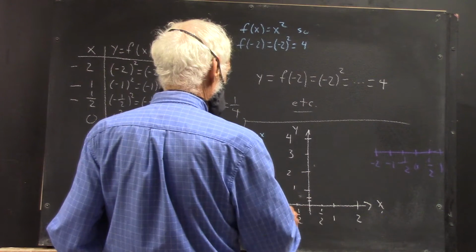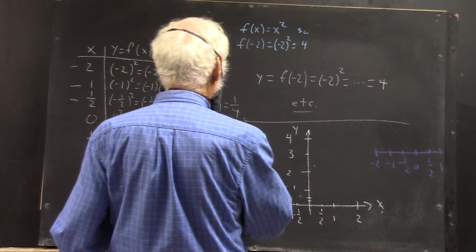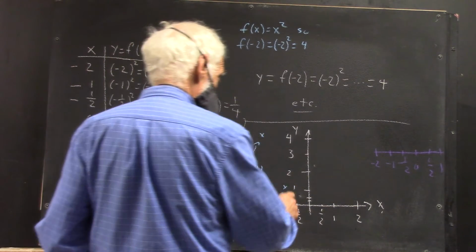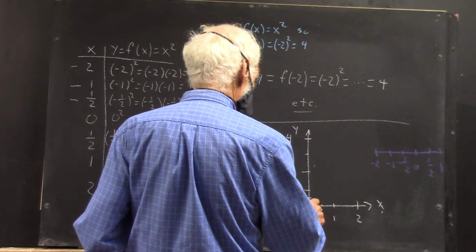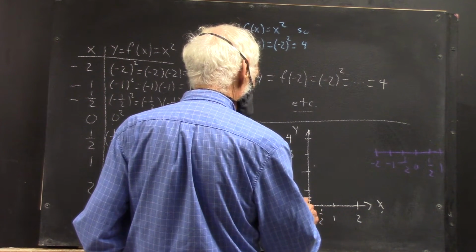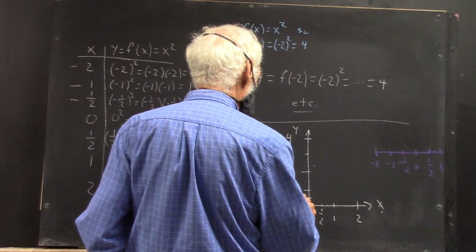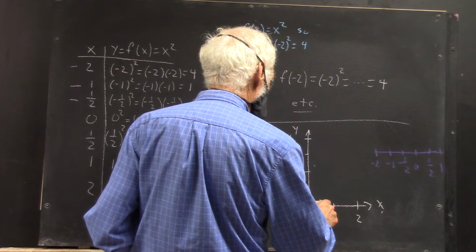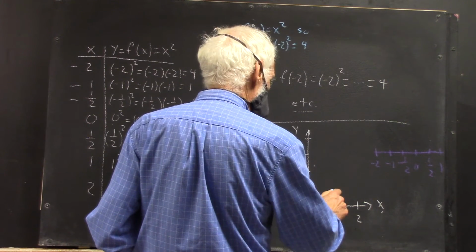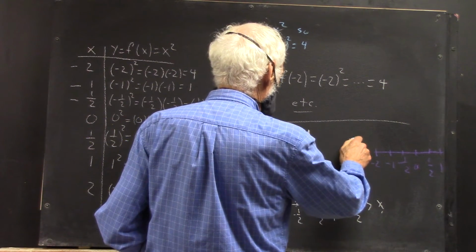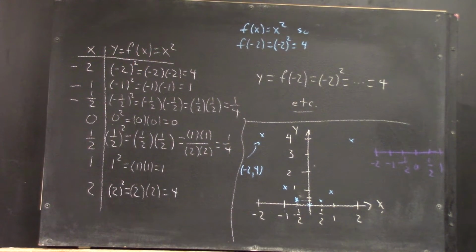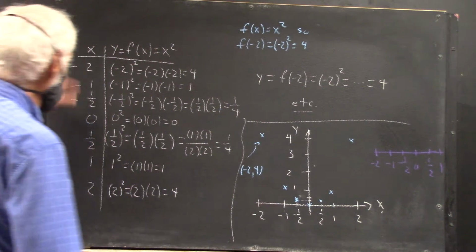So, now we get the points on the graph. Here's negative 2, 4. We're not going to label them all because we're running short on time. Negative 1, 1. Negative 1/2, 1/4. And of course, good old 0, 0. And then 1/2, 1/4, 1, 1, and 2, 4. So there's the graph that corresponds to this function, at least on the domain from negative 2 to 2.